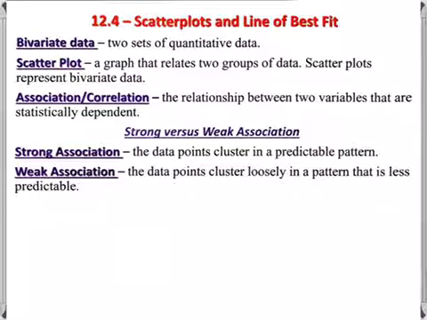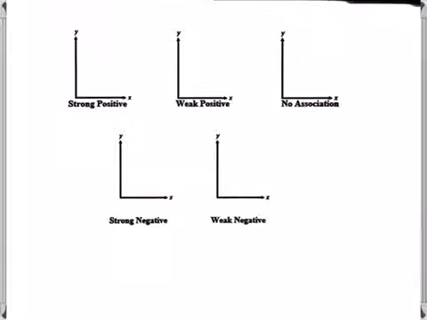Strong versus weak association. A strong association, the data points will cluster in a predictable pattern. For a weak association, the data points cluster loosely in a pattern that is less predictable. Here we want to draw examples of strong positive, weak positive, no association, strong negative, and weak negative associations.